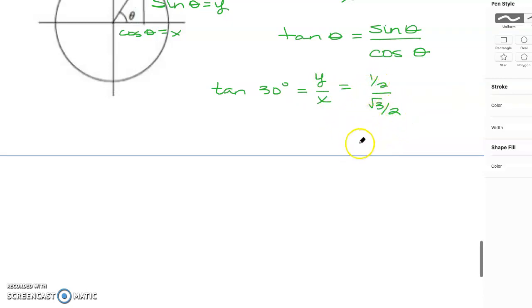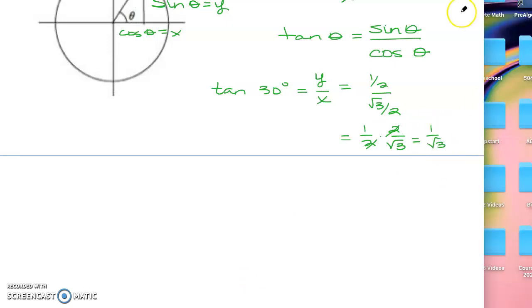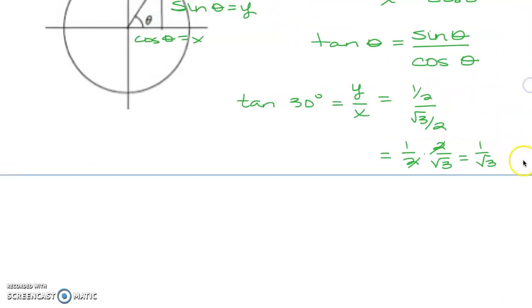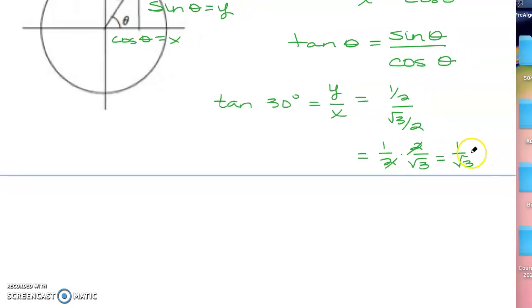And we can simplify that. So we multiply by the reciprocal. That cancels that denominator. I don't want that radical there, so we're going to multiply and simplify by the denominator divided by itself. So this is going to be radical 3 over 3. So again, we'll talk more about the tangent and sine and cosine together in class, but that is your introduction to the unit circle.